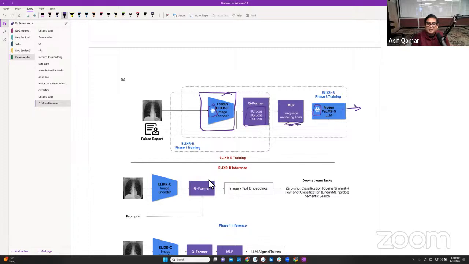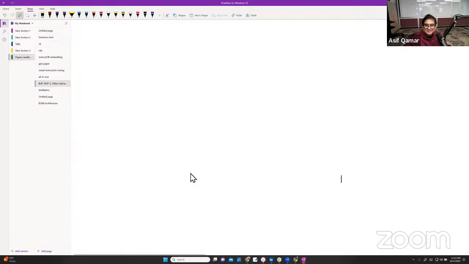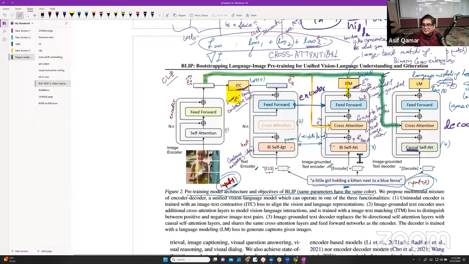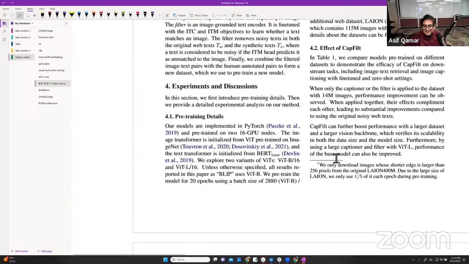Oh, by the way, I should also say that, remember what we call the peanut butter and jelly, the feed forward layers that we stick in. You remember that in the BLIP-2 paper.